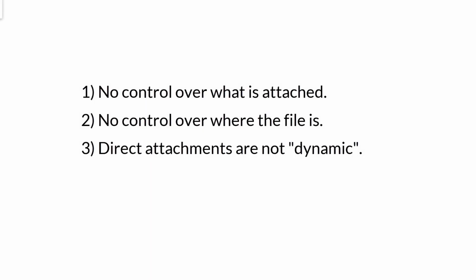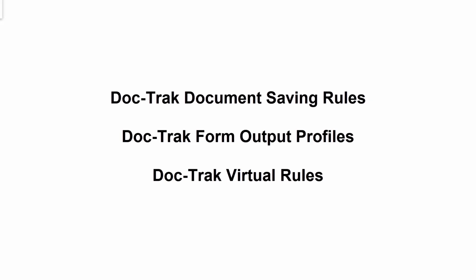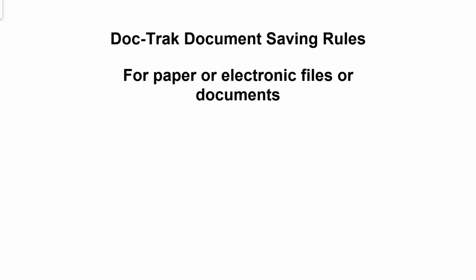For these and other reasons, DocTrack provides 3 major tools that put you in total control of who can make attachments, what can be attached, and how the files are saved and protected. These powerful DocTrack document rules are designed for different needs and circumstances and provide you with a wide range of options. First, DocTrack document saving rules are for managing and attaching an existing file or document.